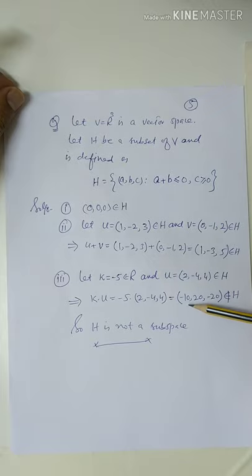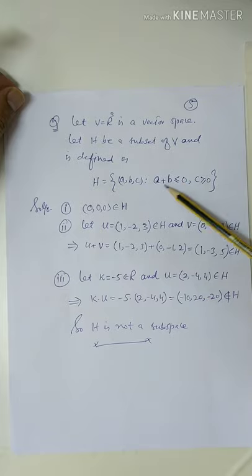So now what is a? A is minus 10. What is b? B is 20. So minus 10 plus 20 will be plus 10. And plus 10 is not less than 0. Plus 10 is greater than 0. So it means the third condition fails. So that does not belong to H, because minus 10 plus 20 is 10.